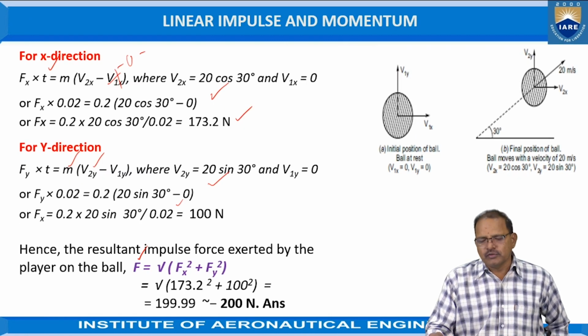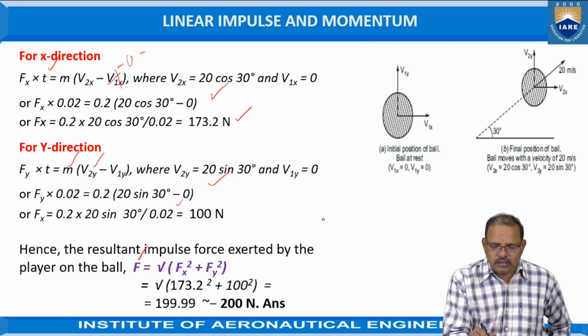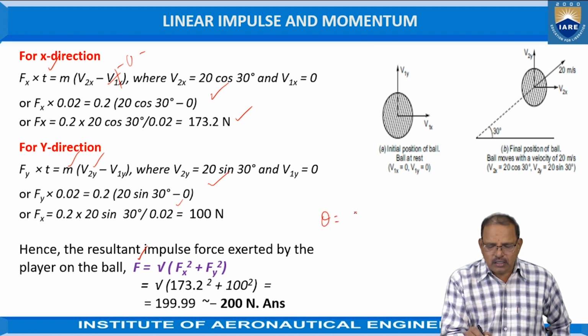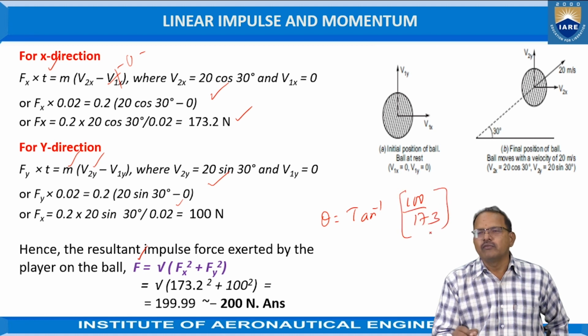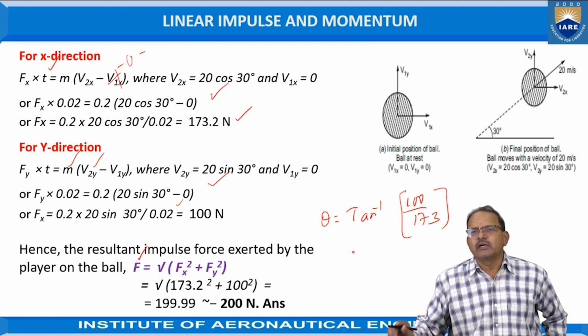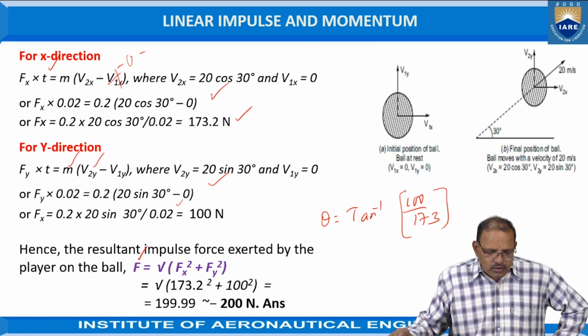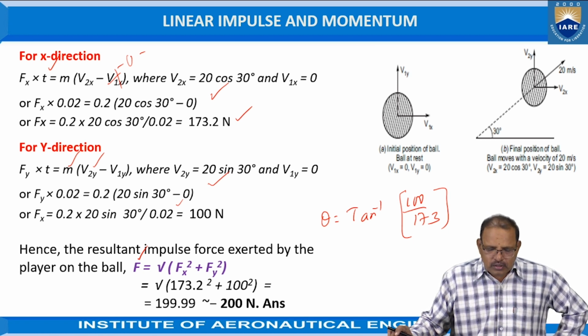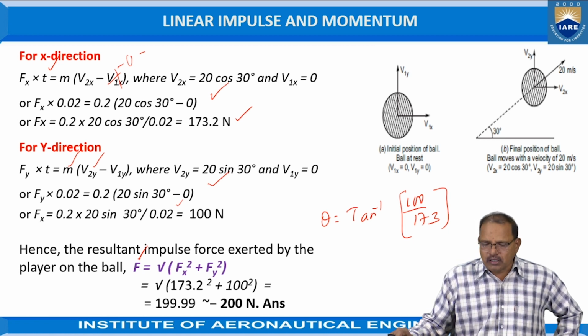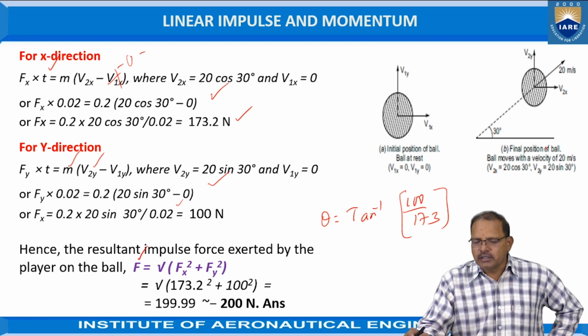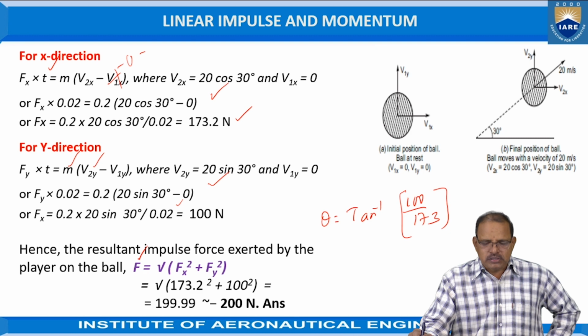Now, the direction of force is given by theta is equal to tan inverse of Fy divided by Fx, 100 divided by 173.2. By using the relations we can determine both the magnitude and direction of the force. But here the body is already moving in the direction of 30 degrees with the horizontal. Hence, the resultant of that impulse force acts in the same direction.